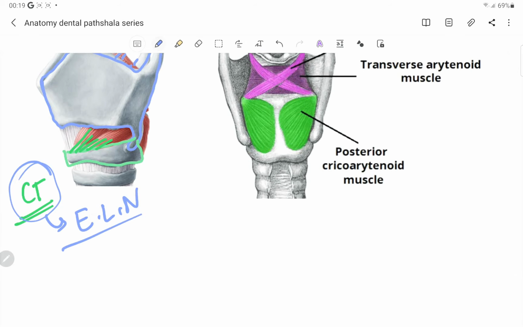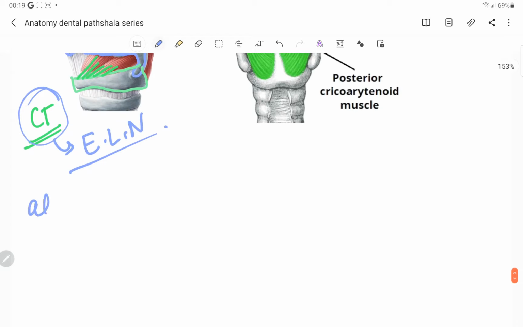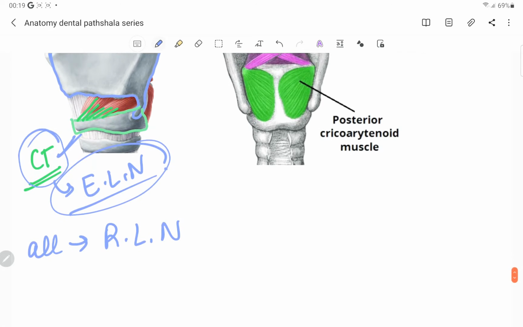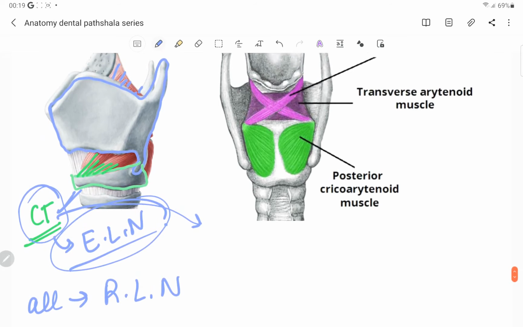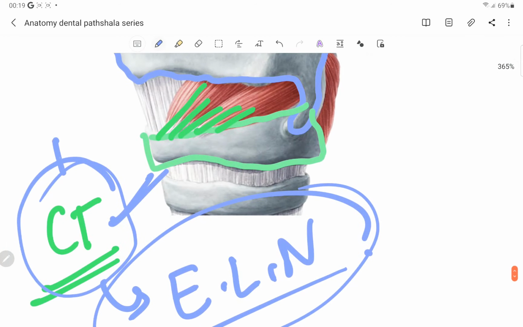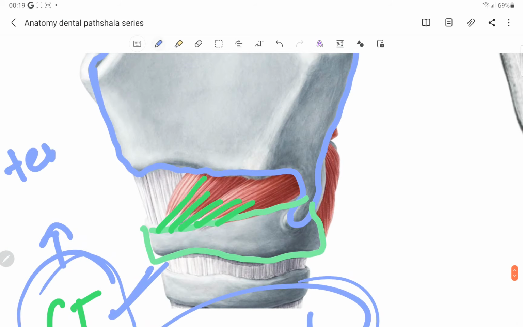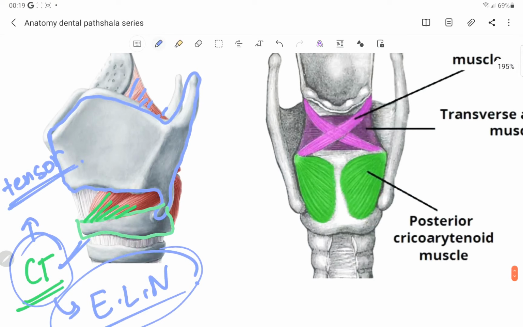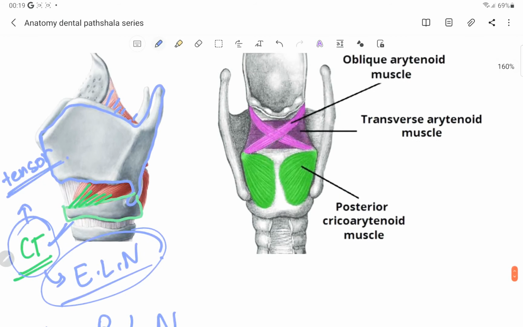All the muscles of the larynx are supplied by the recurrent laryngeal nerve, except the cricothyroid, which is supplied by the external laryngeal nerve. Also, we have studied that cricothyroid is basically a tensor of the vocal cord. So that means in case of high pitched voice in females, this cricothyroid muscle is the one which is responsible, and female singers train this muscle to have a high pitched voice. So this is the cricothyroid.